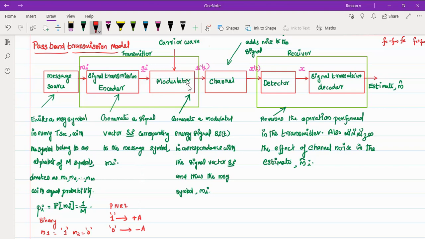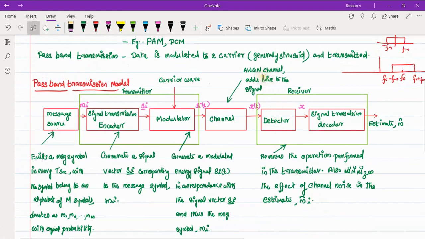Now I have a modulator. Here this signal vector is converted to a modulated energy signal Si of t, and then this Si of t is transmitted to the channel, where in the channel a noise is getting added, and we have modeled the channel as an additive white Gaussian noise channel.